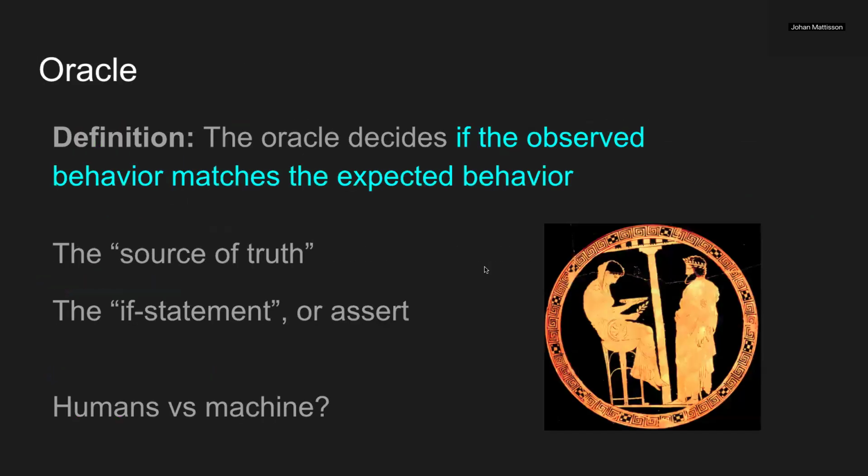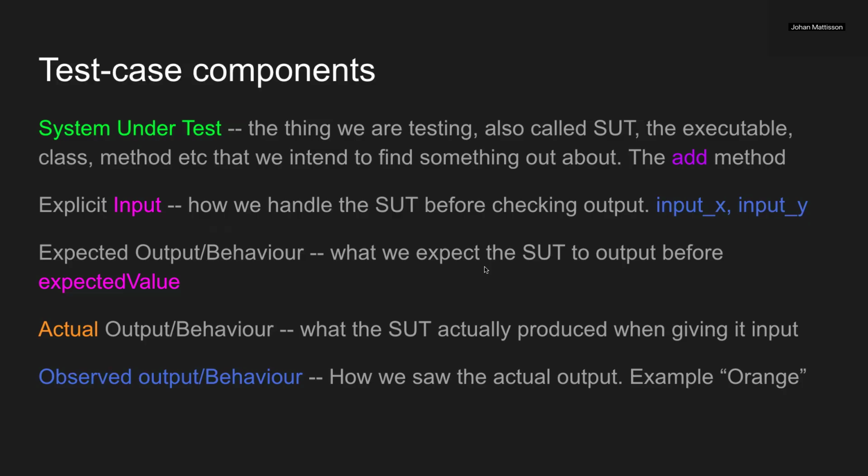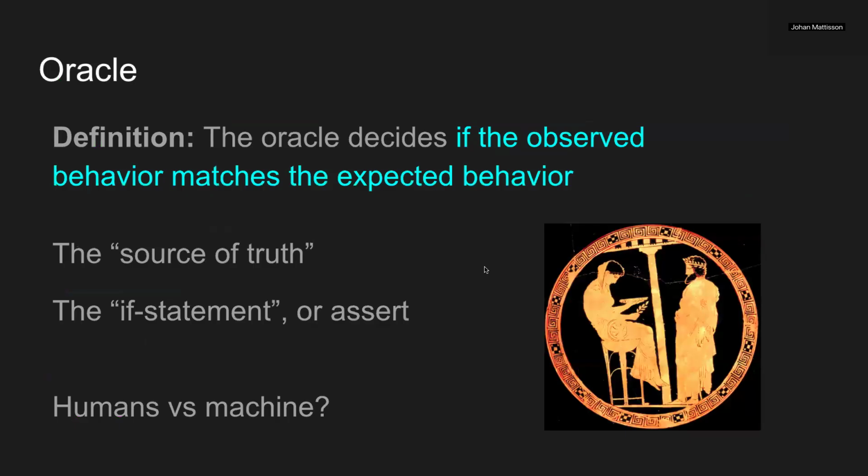The observe part here is connected to the oracle. The oracle is the one that decides if the observed behavior matches the expected behavior. In most cases, it can be us, for example. When we automate the unit test, we have an assert function that becomes the oracle, right? So we can assert that in these cases.